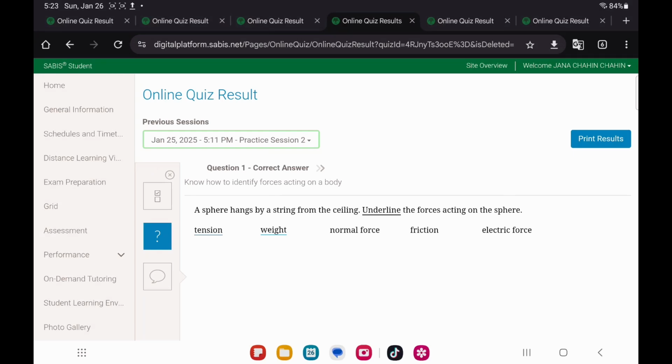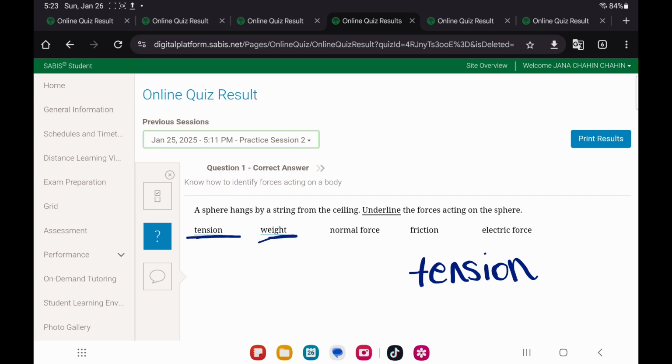Okay, when you hang something from a string, rope, or anything, if you watched the 3.1 to 3.6 video, you would know that anything, string, rope, any cord or something like that, it's tension. So that's one of our answers. Okay, and then what? The sphere hangs from the ceiling. That means its weight is pushing it down. Okay, so weight is the second.